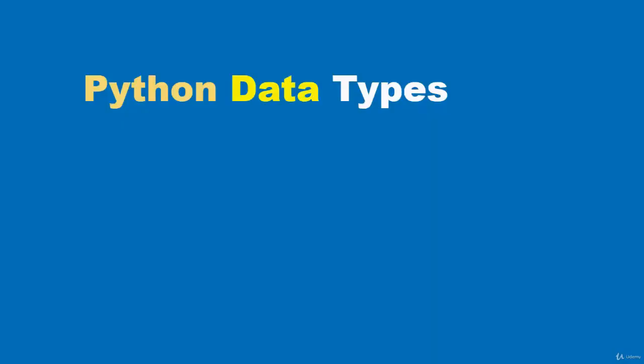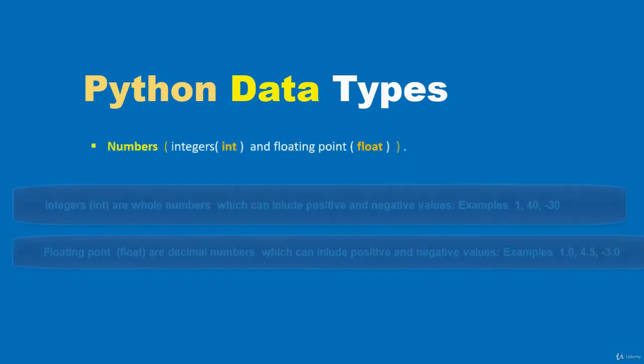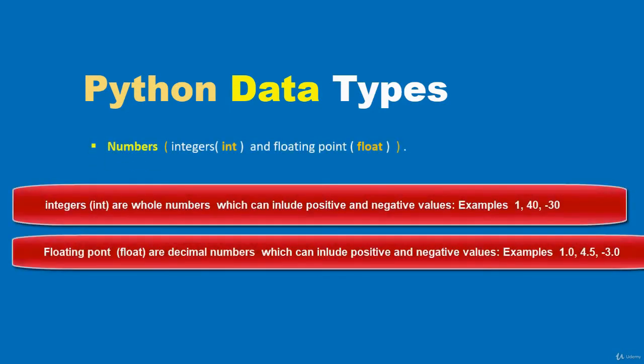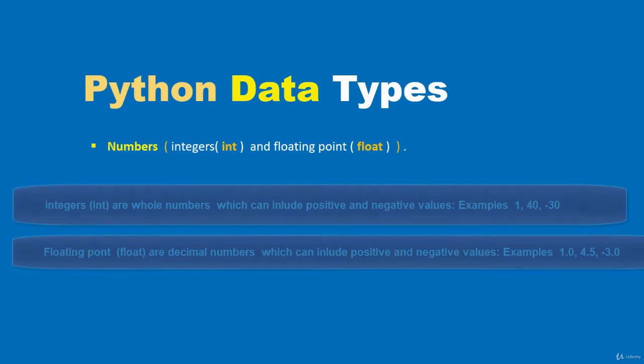Hello and welcome to this video. There are 3 basic data types in Python. We have the numbers data type. This basically includes integers, which are known as int, and floating point numbers, which are known as float. An integer basically is a whole number, and a floating point number is basically numbers that include decimals.